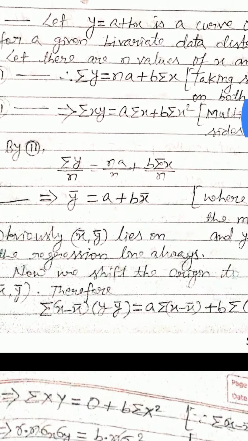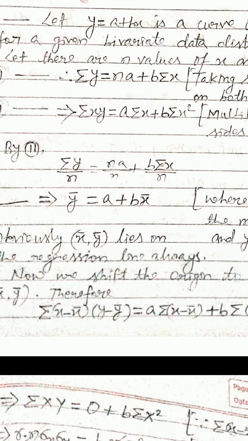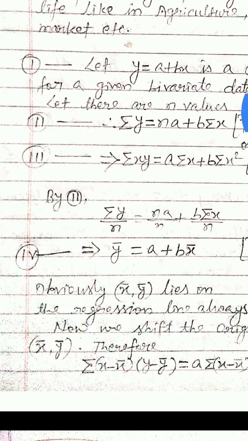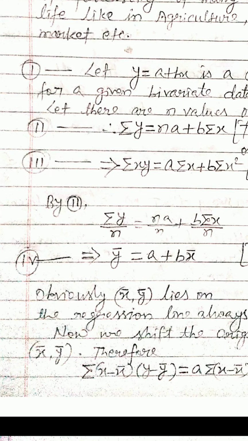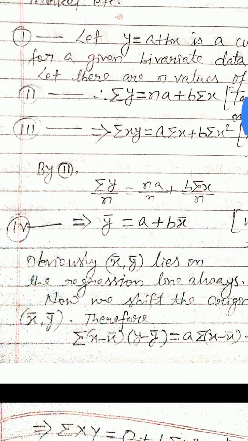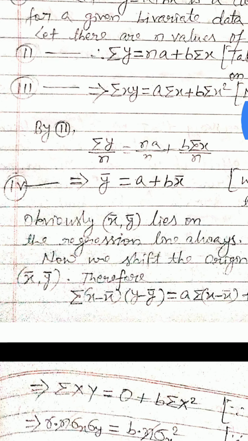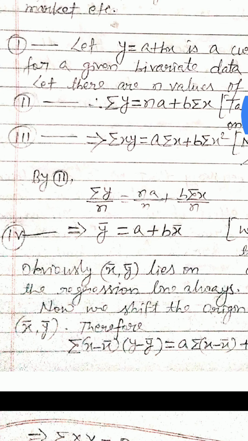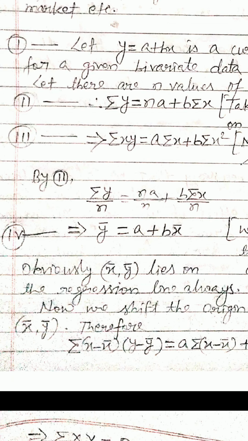Now the first equation is y equal to a plus bx, the second equation is summation of y equal to na plus b summation of x, and the third equation is summation of xy equal to a summation of x plus b summation of x square. So in the second equation, we divide it by n: summation of y by n equal to na by n plus b summation of x by n.